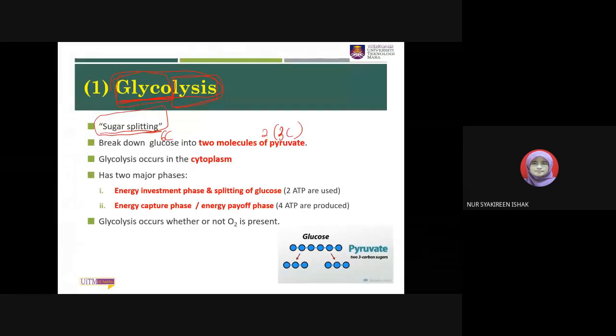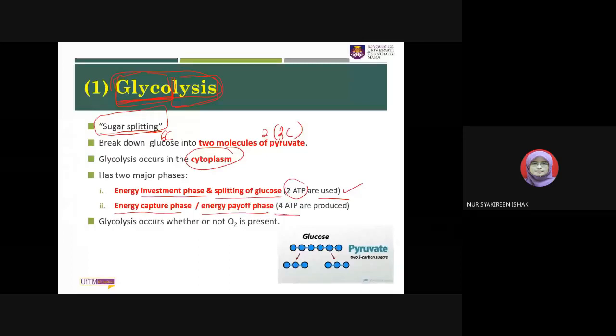It occurs in the cytoplasm. There are 2 phases: the energy investment phase and the splitting of sugar. In this stage, 2 ATP are used. The next phase is the energy capture phase, or another term is the energy payoff phase, which produces 4 ATP. So that's why I said before, for glycolysis you have to take into account the net production of ATP only. Maksudnya berapa yang terhasil? 4. Tolak dengan 2 yang dah digunakan. So the net production is 2 ATP for glycolysis.